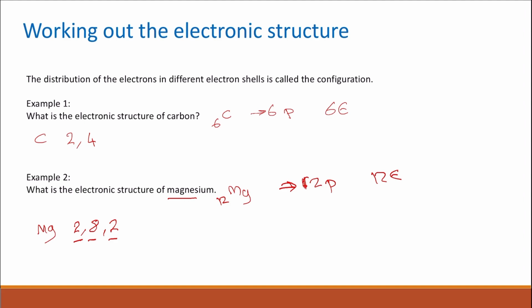You can apply the same principle for any atom from the periodic table. You just have to follow the rule, which is 2, 8, 8, and so on. So the maximum capacity of the first is 2, second 8, third 8, and so on.